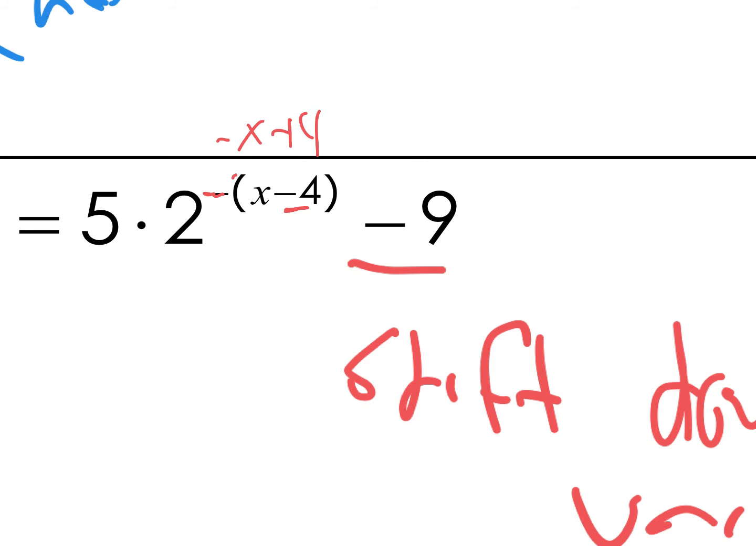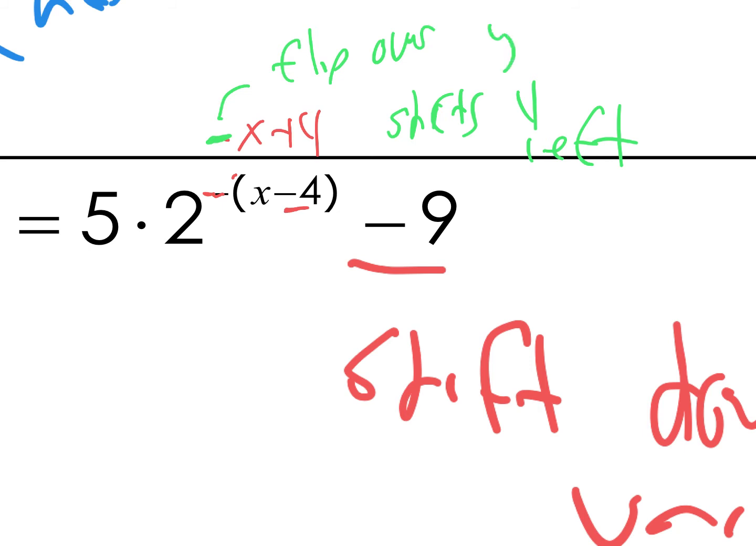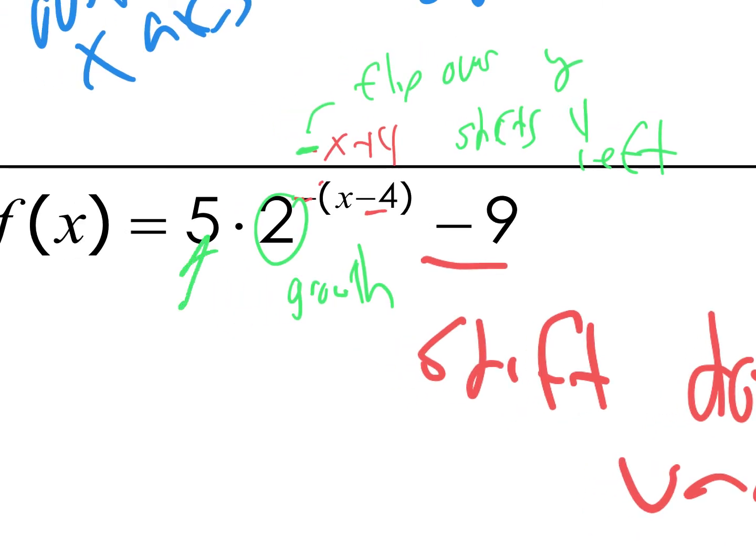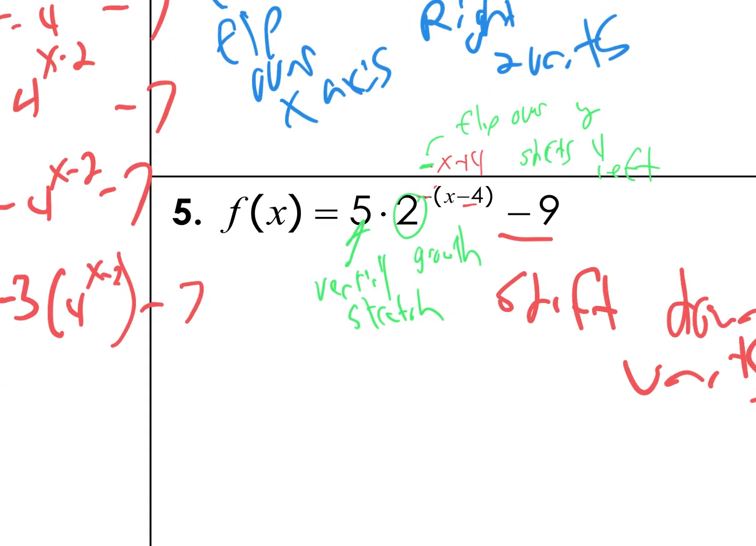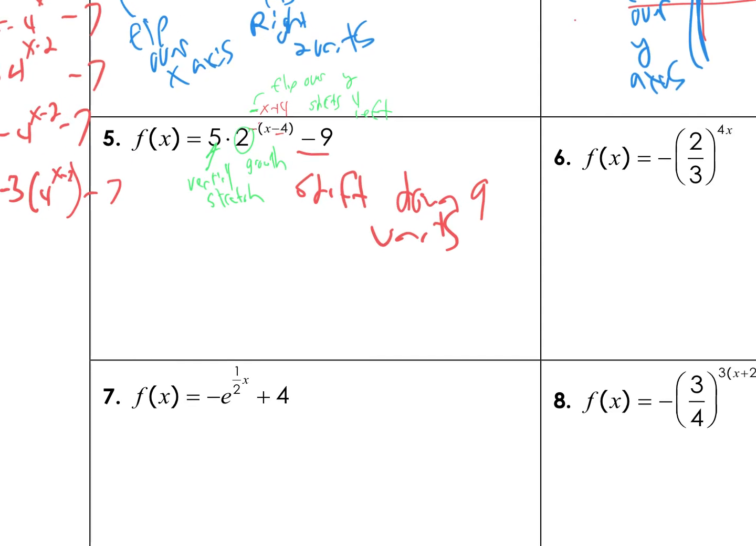I think it shifts 4 left. I think this negative here flips over the y. Growth. Vertical stretch. The only way you can get this in your head is if you actually graph them with your calculator and prove that I'm right or wrong.